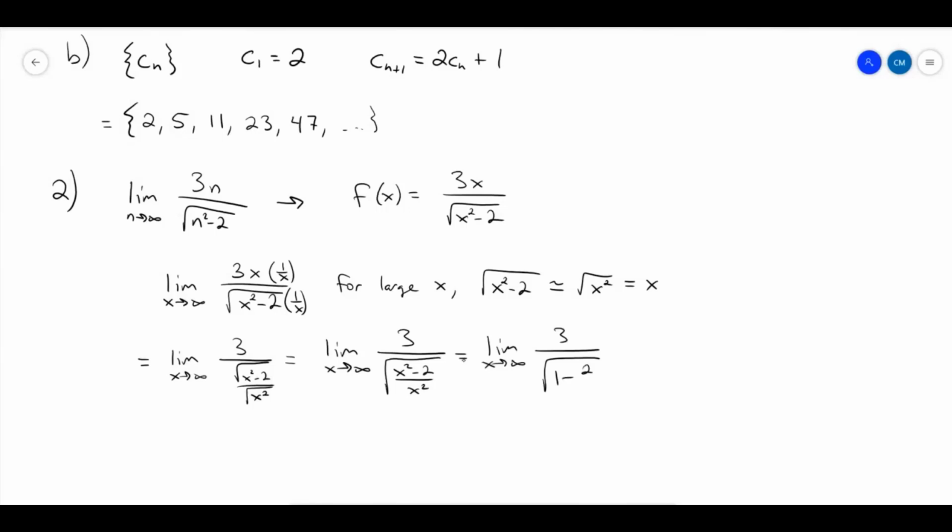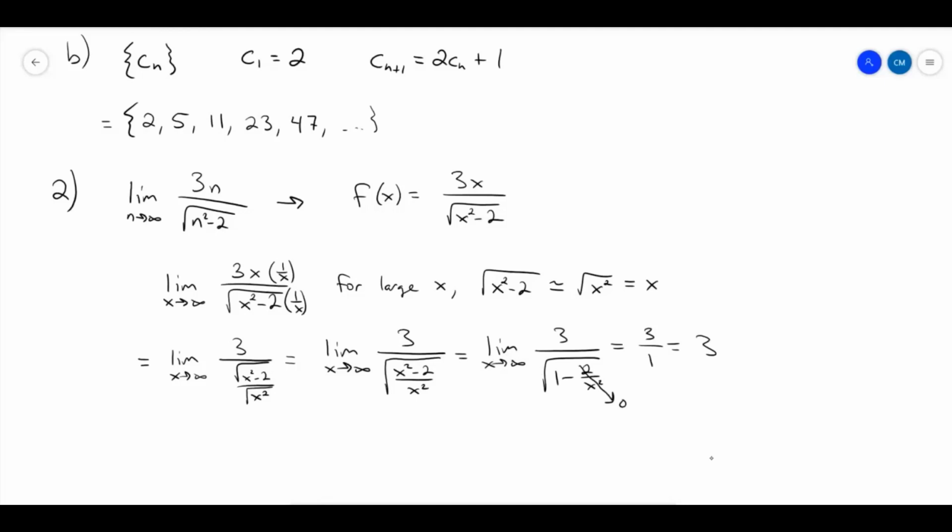over x squared. And then you can say, okay, well, what happens now when you take the limit as x goes to infinity? Well, we know that that term there is going to go to 0. And so what are we left with? 3 over the square root of 1, or just 3. So the limit of this particular function is 3.